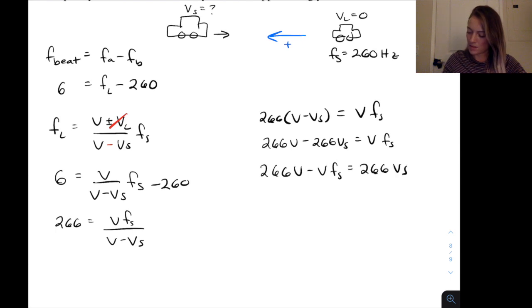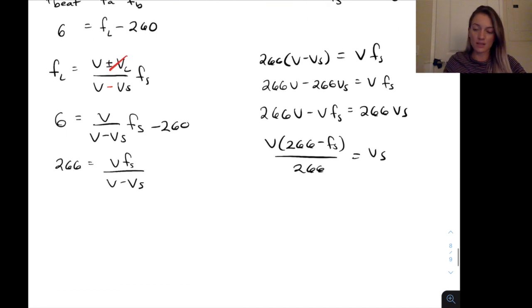And then we'll divide by 266. So we'll have 266 times, actually, and then we can simplify this a little bit. So I'll have V times 266 minus Fs, over 266, is equal to Vs. Okay, so now we can plug everything in.